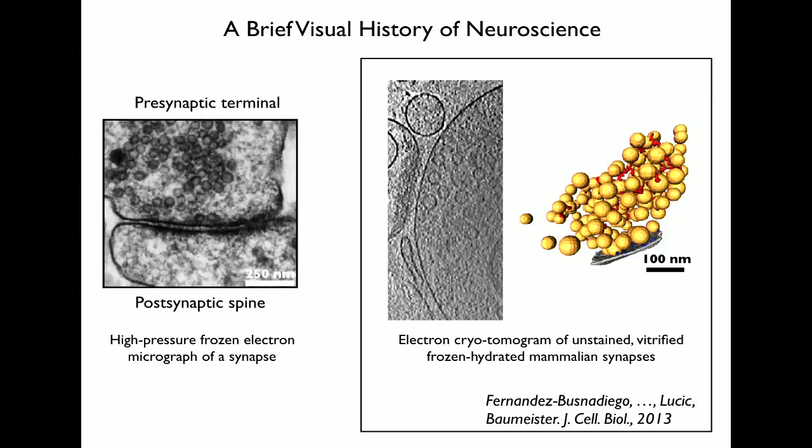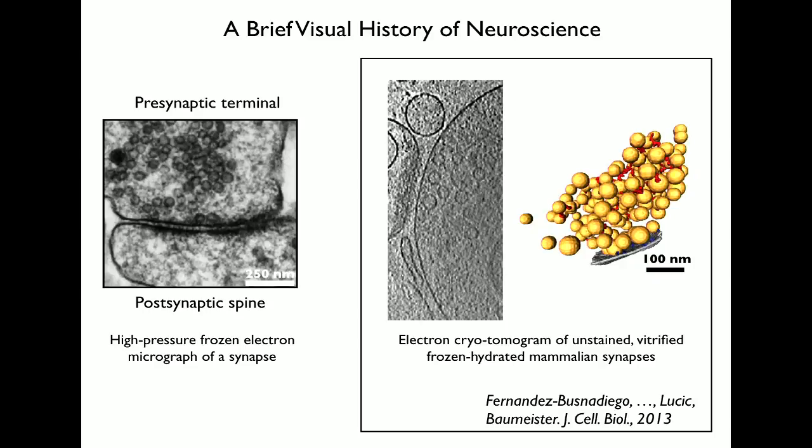Just to give you a little bit of an idea of scale, these synaptic vesicles are about 40 nanometers in diameter on average. So this is where we are today in terms of cryo-electron tomography of intact synapses.